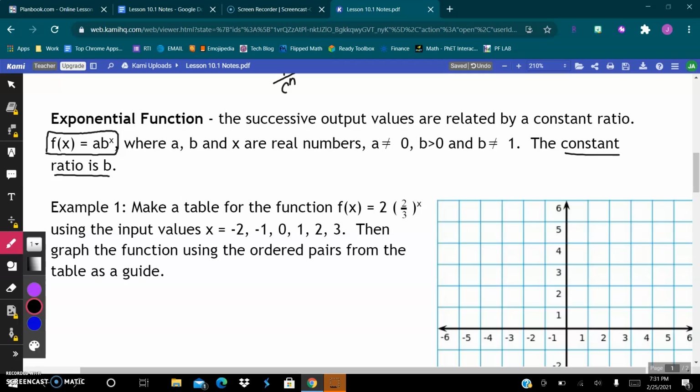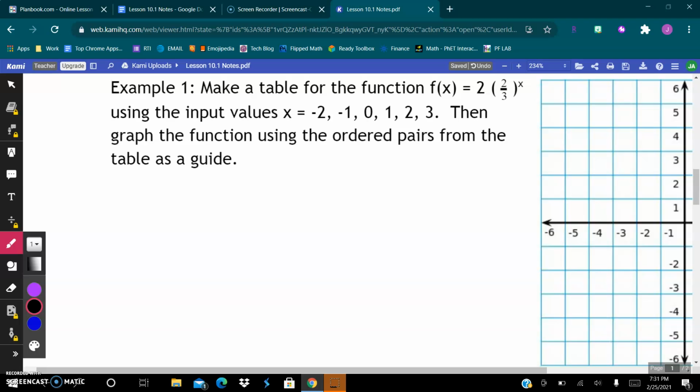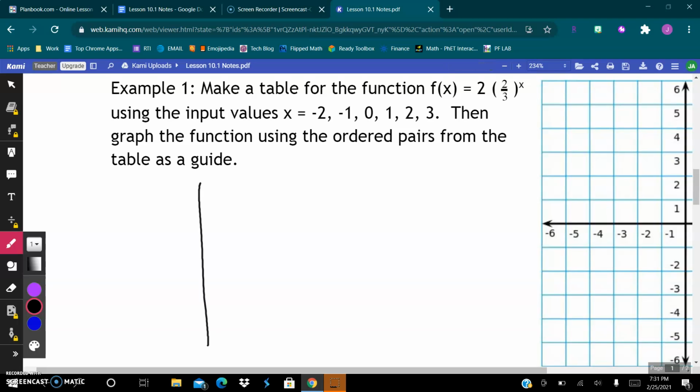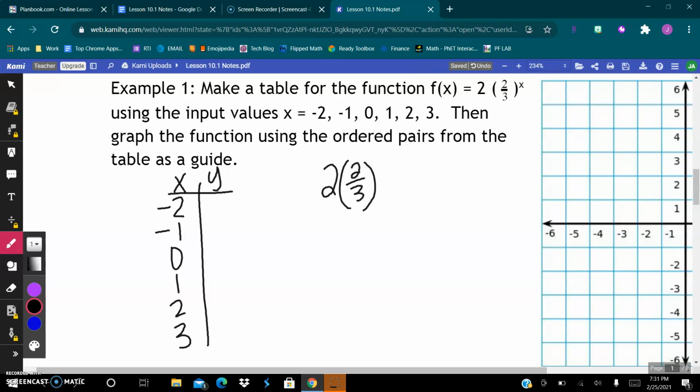So example 1 says make a table for this function f of x equals 2 times 2/3 to the x power using the input values of x equals -2, -1, 0, 1, 2, and 3. Then graph the function using the ordered pairs from the table as a guide. So they're asking us to make a t-table with our x and y values, and they're telling us x is -2, -1, 0, 1, 2, and 3. So we have to plug them into this formula. So 2 times 2/3 to the -2nd power.